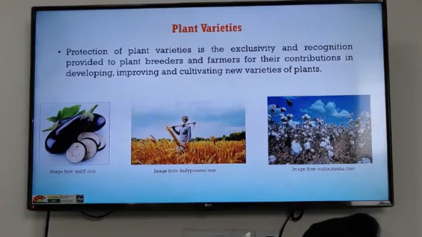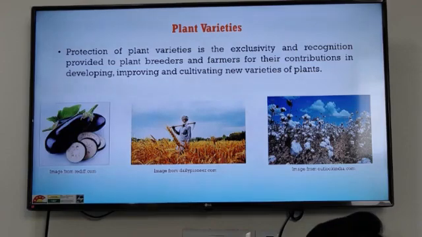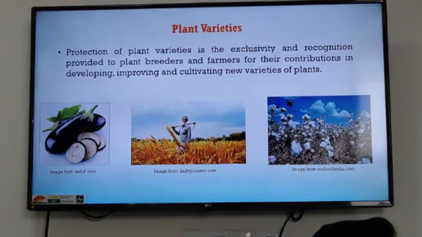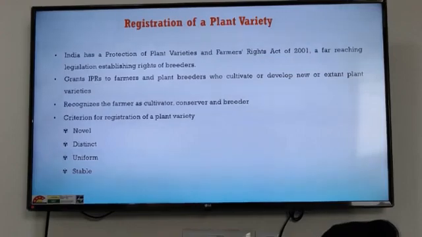As far as plant varieties are concerned, the Plant Varieties Act is essentially a law that recognizes plant breeders and farmers who are contributing in developing, improving, and cultivating new varieties of plants. So those of you who are in agricultural institutes who are listening into today's program, this is a statute that you have to pay very close attention to, because I'm just going to take you through the steps. Essentially, this is the Plant Varieties and Farmers' Rights Act that gives IPRs to farmers and plant breeders who are able to cultivate or develop new or extant plant varieties. In other words, either a new plant variety or a plant variety which is still alive. It recognizes the farmer as the cultivator, the conserver, and the breeder.